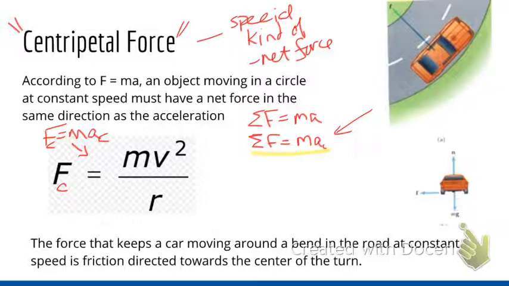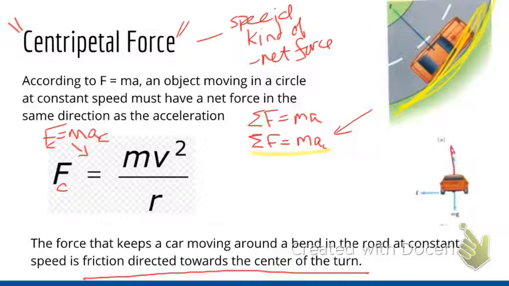So here is a couple of examples. Take a look over here at this picture on the right. You've got a car that is moving around a curve. Now, as that car is moving around a curve, it's at a constant speed. The friction that's keeping it directed toward the center is the net force that's going to be causing the quote-unquote centripetal force.